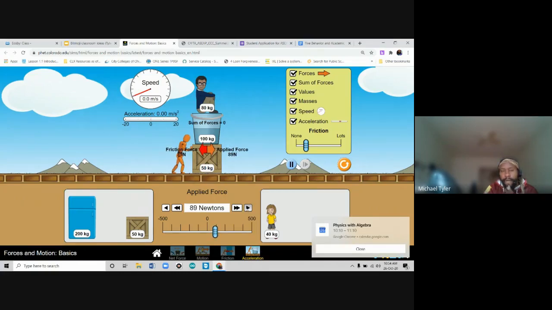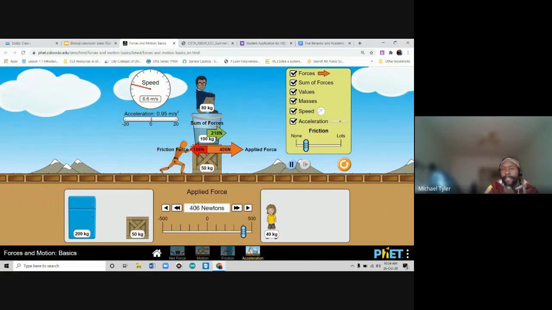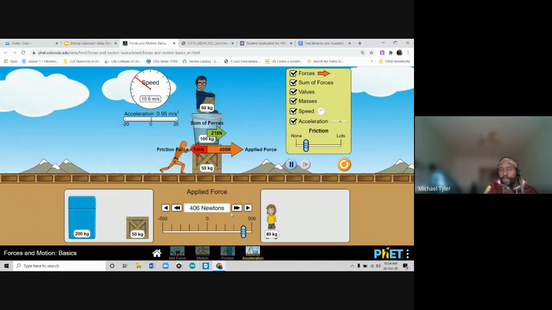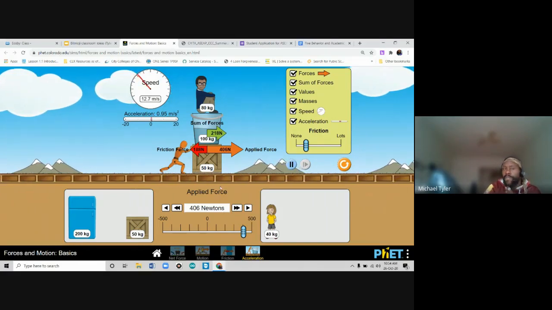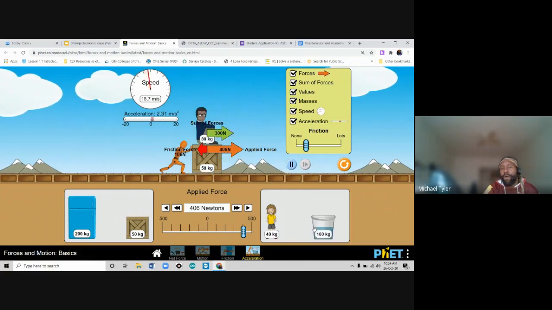So now I'm at about 80, 90. Let me just hit some more on there. I'm going to bring it all the way up till he starts moving. So I want you to see the difference between ice and no ice. Now he's moving at a steady rate, and that's at 406 newtons. So this is a demonstration. I want you guys to try to get it moving without the bucket of water.